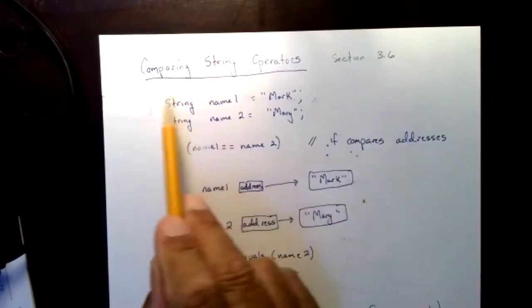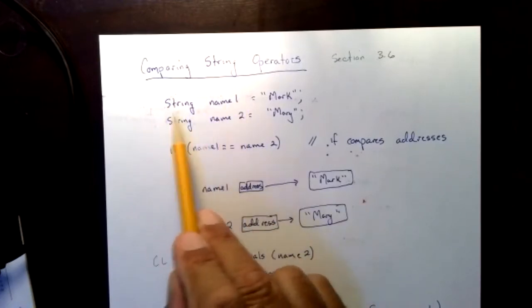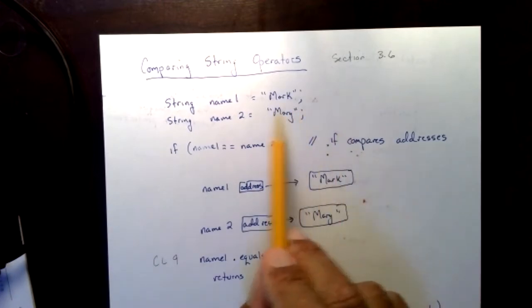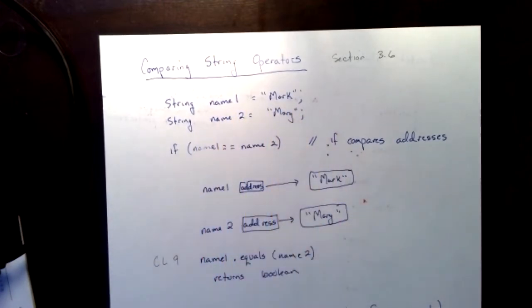But we do have a data type called string, okay? And I'm creating two variables, name1 and name2. And I'm saying name1 equals Mark. So I'm giving them values right up front for name1 and name2.